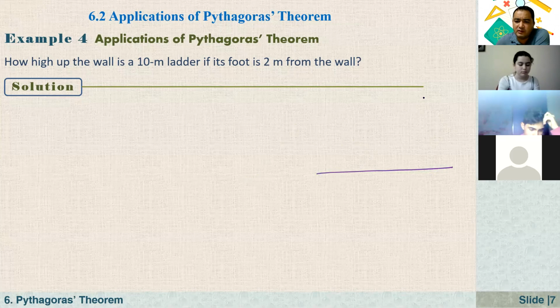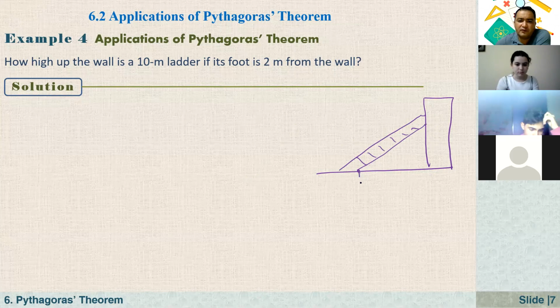This is the ground, and that is our wall. We are just putting our ladder here. The foot of the ladder is 2 meters from the wall, and the length of the ladder is 10 meters. So the question is, how high can we reach? That's a problem we encounter in our daily life. If you put the foot of the ladder 2 meters away from the wall, how high can you reach?